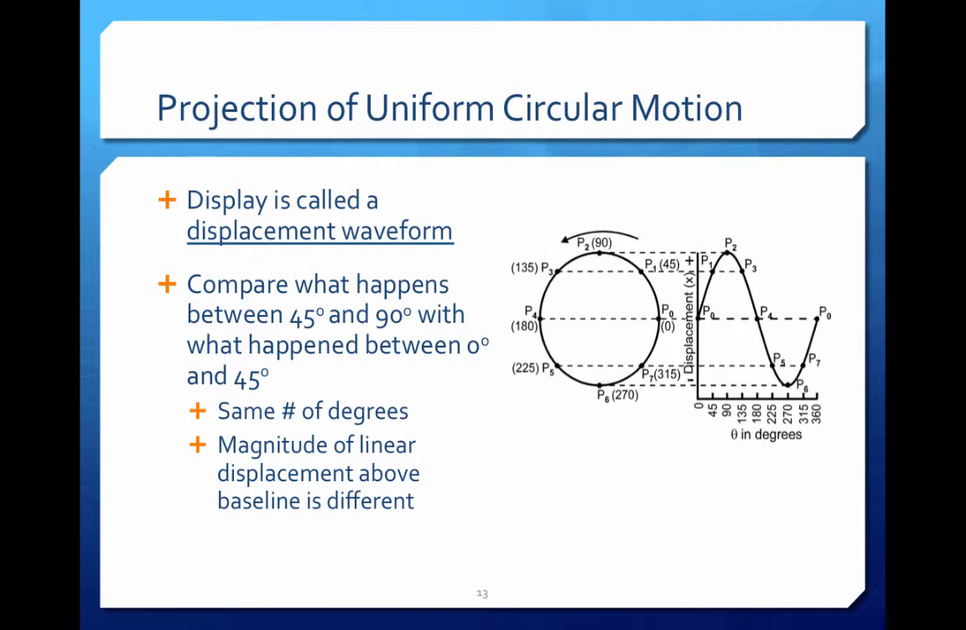So as you can see, uniform circular motion is the same as this simple harmonic motion represented by a waveform. So we have equilibrium to maximum displacement in one direction, back to equilibrium to maximum displacement in the negative direction, and finally a return to equilibrium, 360 degrees.